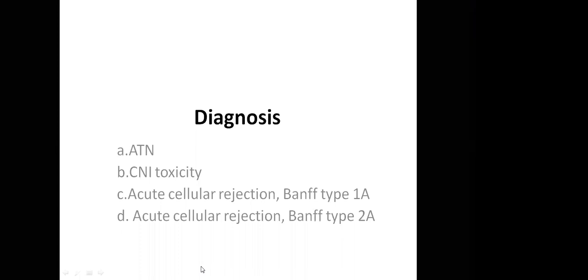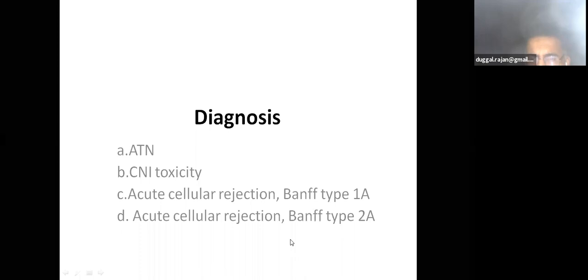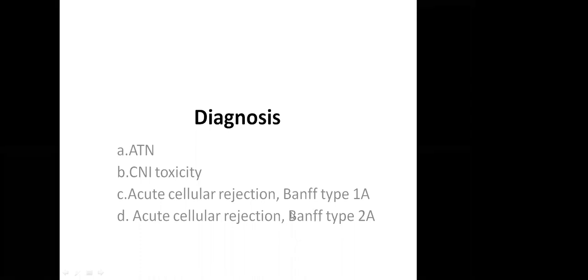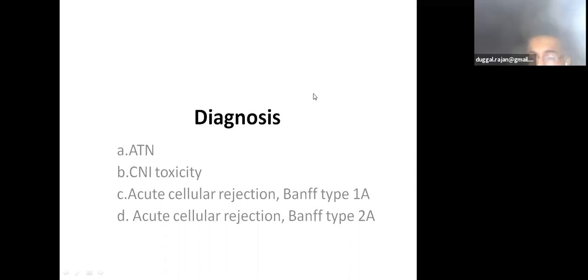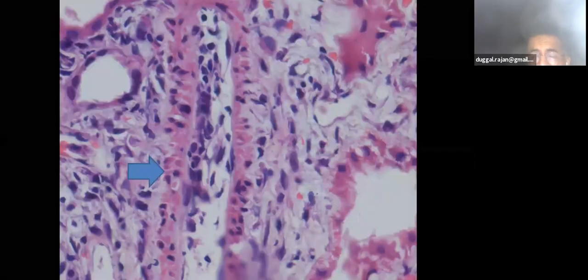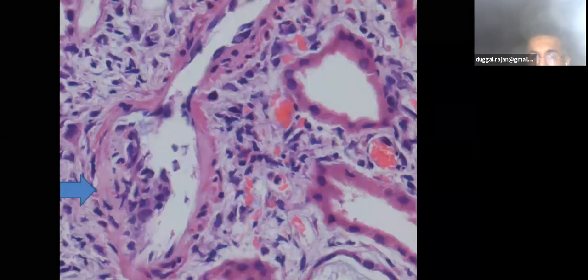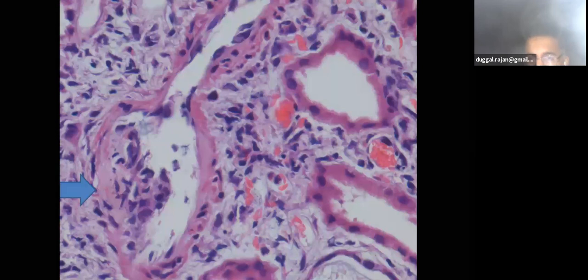So this is a V2 lesion, vascular rejection, which is there. C4d was negative, but you have to remember that if C4d is positive, and if there is no tubulitis, no interstitial inflammation, and there is only isolated vascular rejection, then we have to consider the possibility of AMR also. But C4d should be positive. There has to be other evidence of AMR.